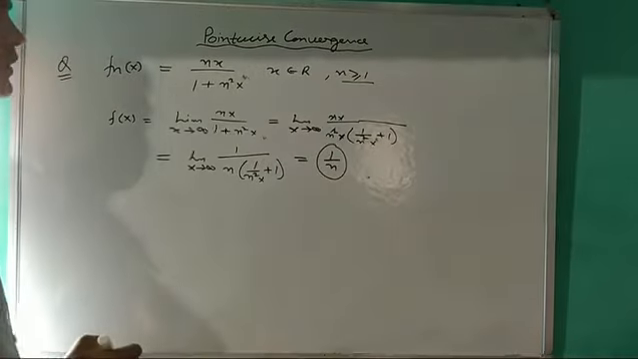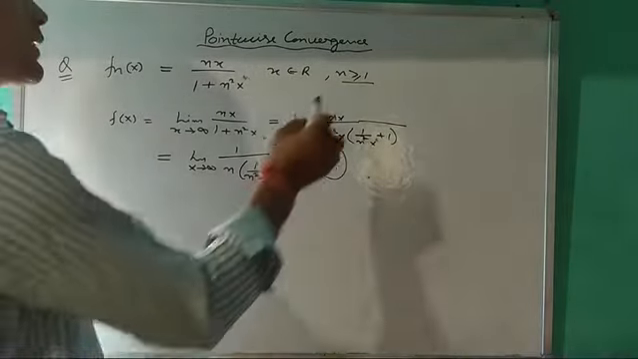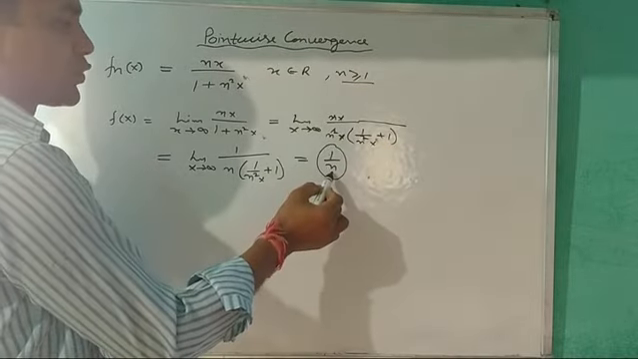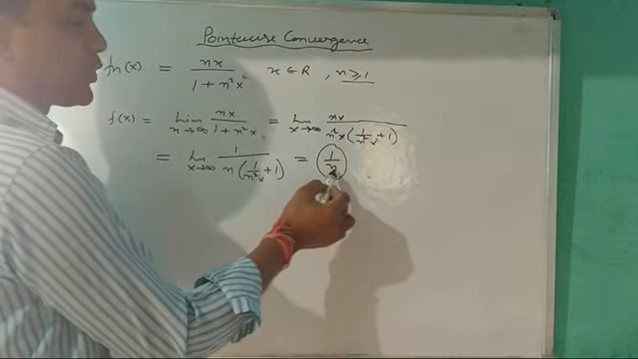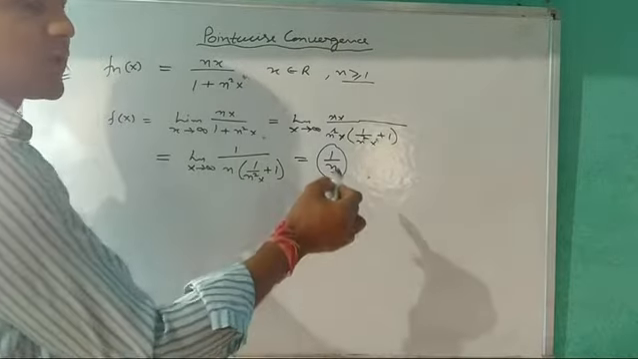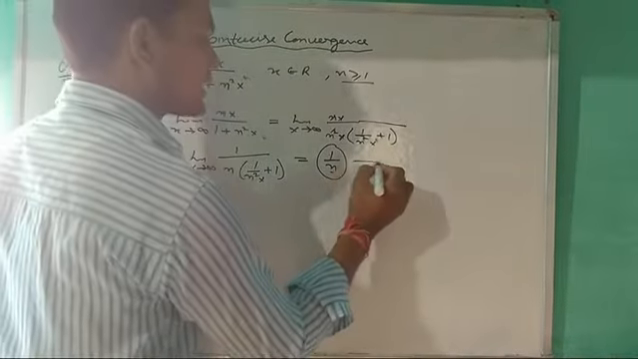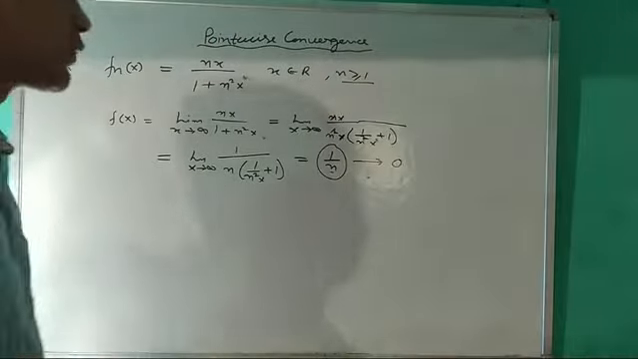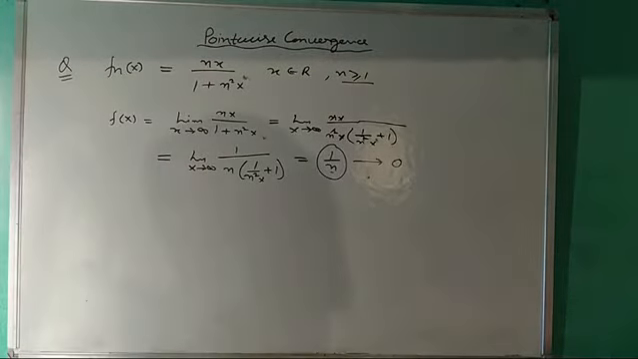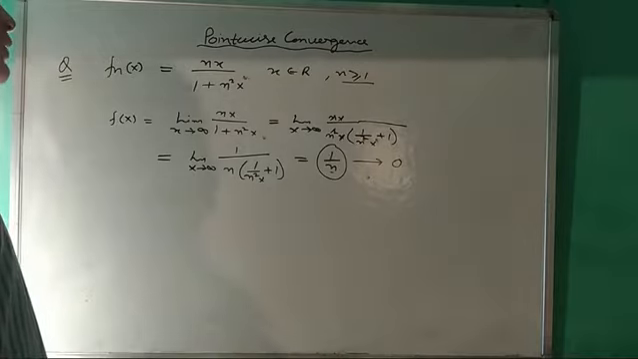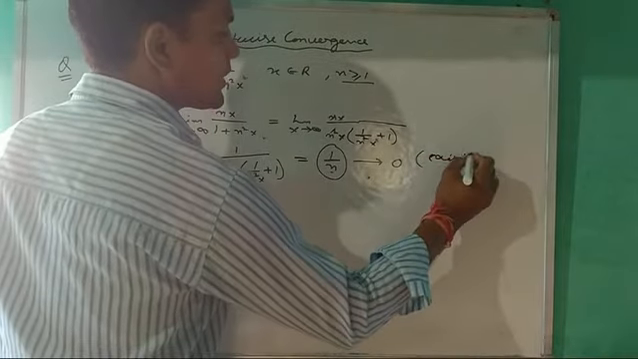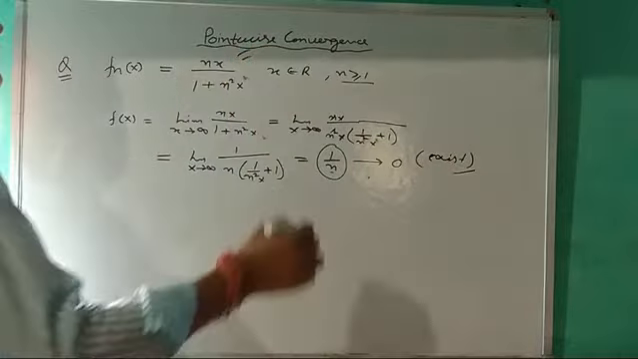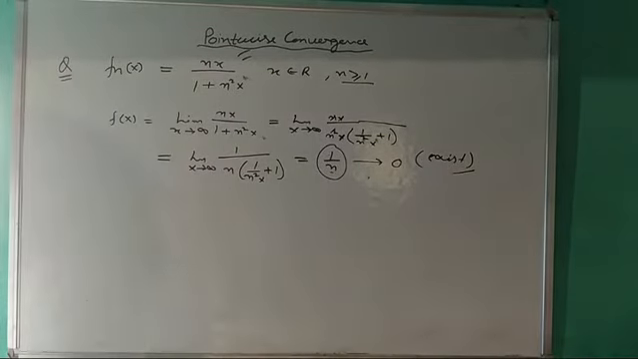Now, 1 upon n is greater than or equal to 0. So when we put n equal to 1, this is 1, then 1 upon 2, 1 upon 3, 1 upon 4, and so on. It means this tends to 0 for every n, and this limit exists. It means the sequence of this function is pointwise convergent.